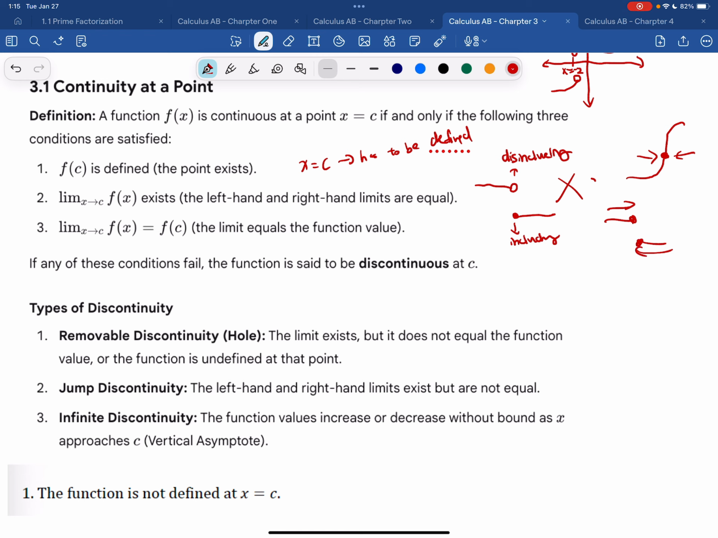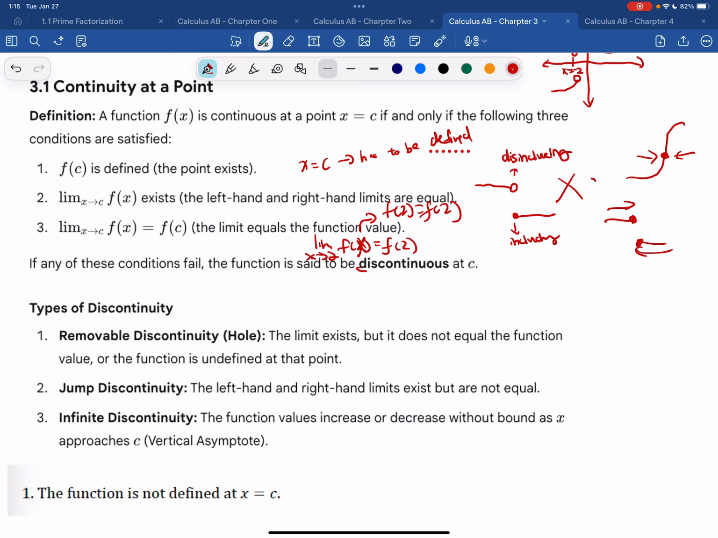And the final condition is that the limit as x approaches c of f(x) equals f(c). So it has to equal the function value as well. Let me give you an example: the limit as x approaches 2 of f(x) has to equal f(2). So you plug that in, and f(2) is equal to f(2). So this also has to be satisfied. If any of these conditions fail, the function is said to be discontinuous at c.